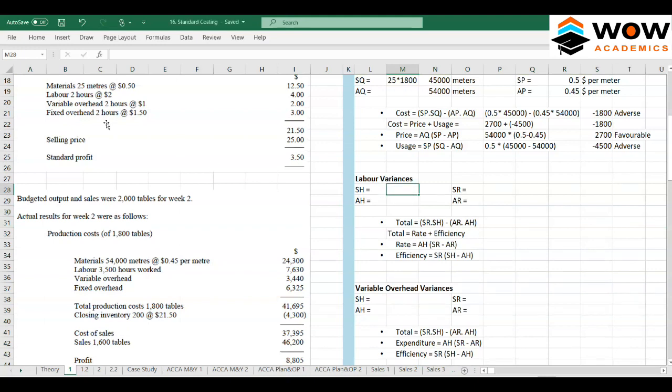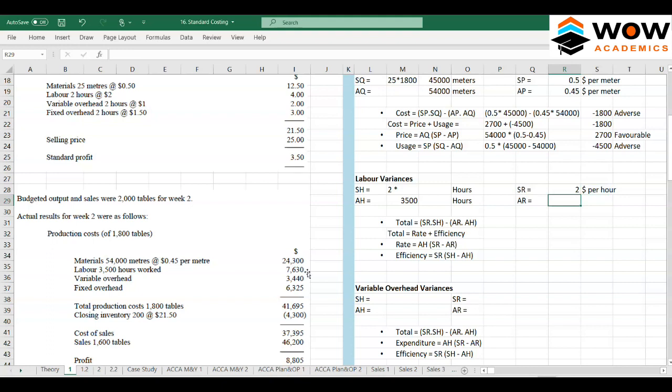So labor per unit, it is 2 hours. To do 1 unit, it is 2 hours. Actual hours worked is here. They worked for 3,500 hours. You can put that here. What is the standard rate? The standard rate is $2 per hour. You can put it like that.